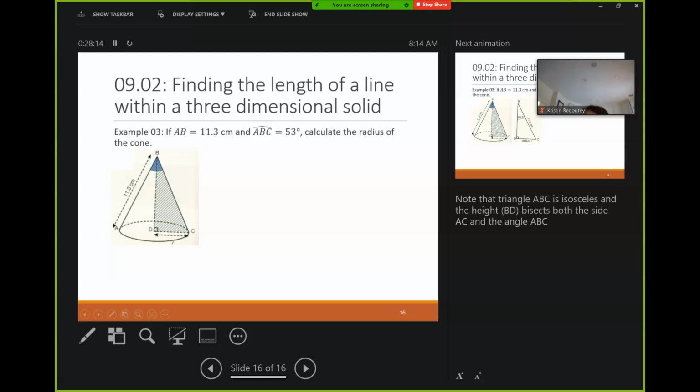So I've gone ahead and drawn a calculation triangle. Now we know this side is 11.3. Well, that's the only piece of information we're given. Other than this angle, what are we going to have to use to calculate this value for R?